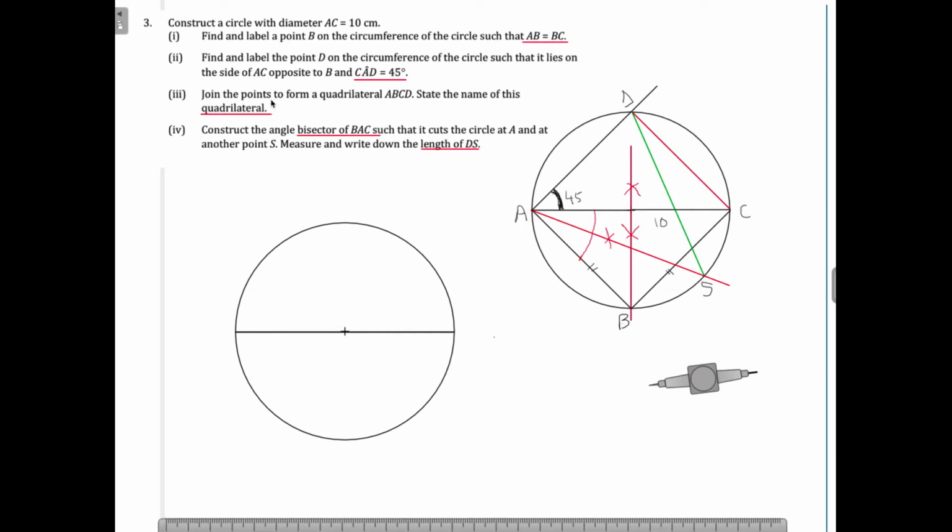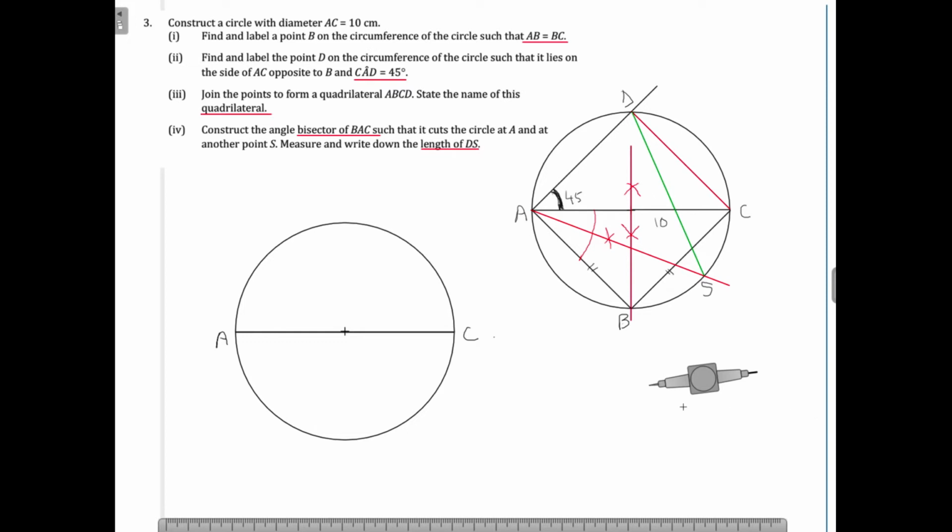Right, now we have to find a point B on the circumference. This is the point A and C. And we have to find a point B, must be anti-clockwise, so B is below. And we have to find this point such that AB equals BC. Now to do that, we need to bisect the line AC.